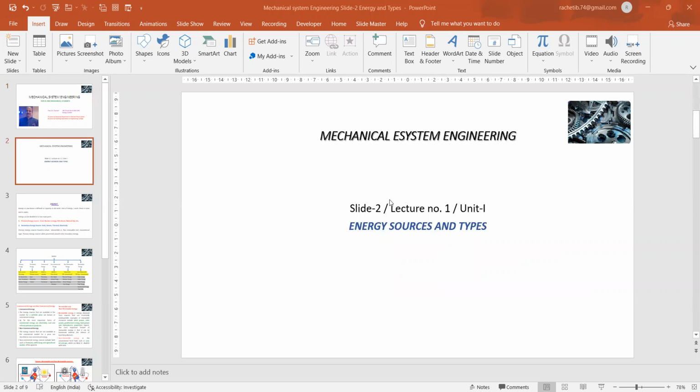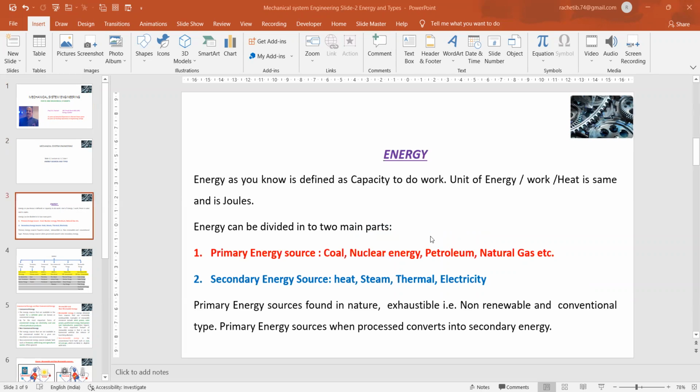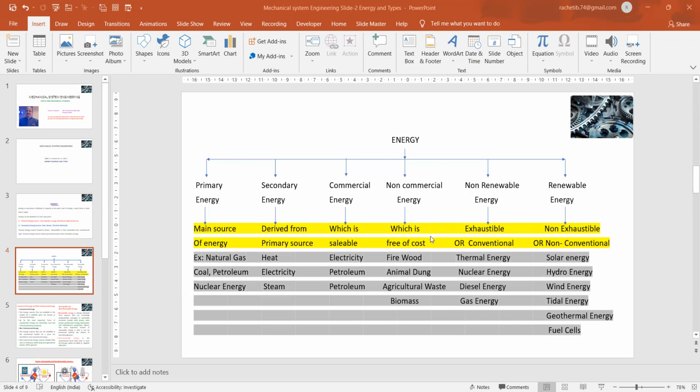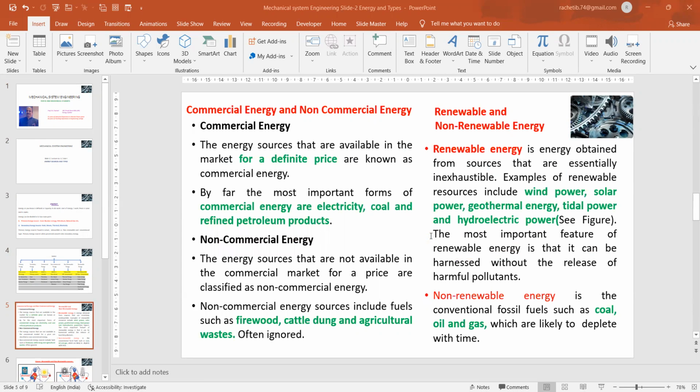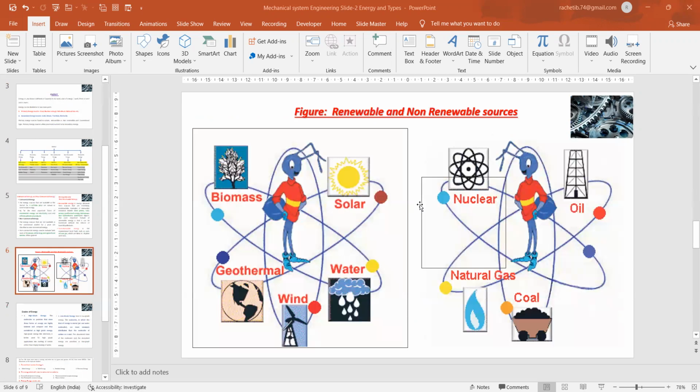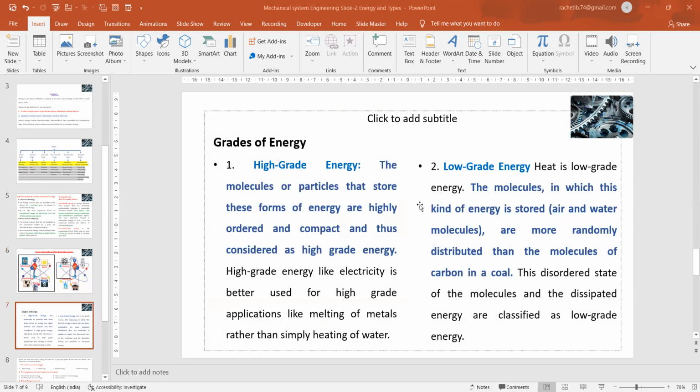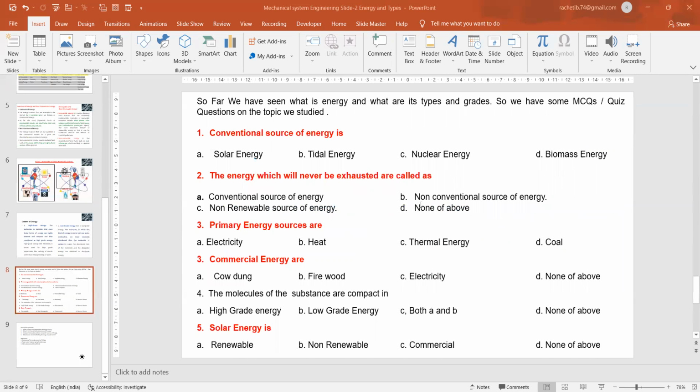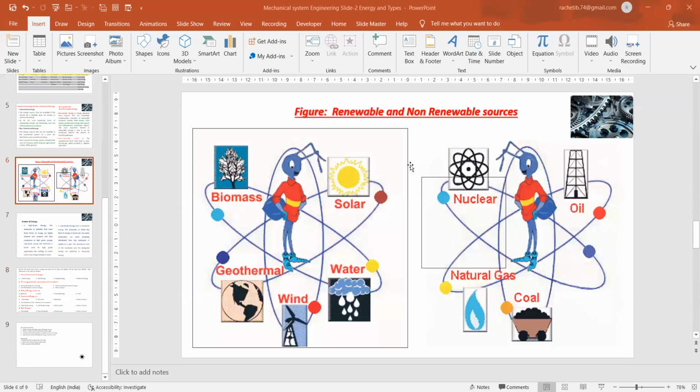So in the first lecture of Unit 1, energy sources, we saw what we mean by energy, what the types of energy are, and the detailed definitions of all these types of energy. And then with the figure, we saw what the non-renewable and renewable sources of energy are, and what the grades of energy are. Then we finally had a quiz. So this was in brief about energy.